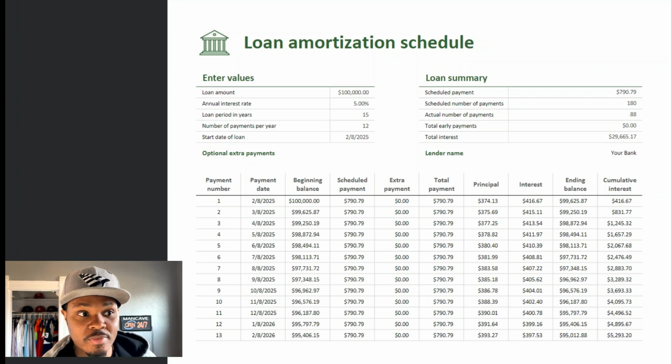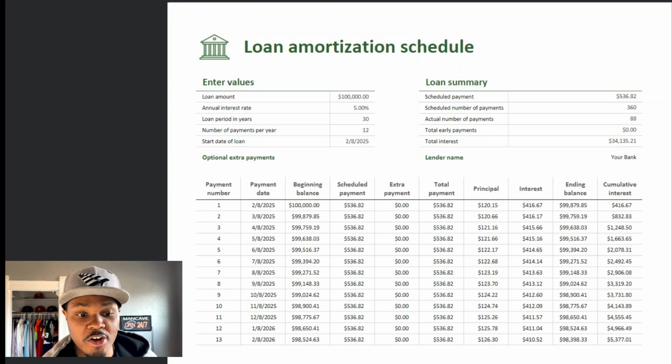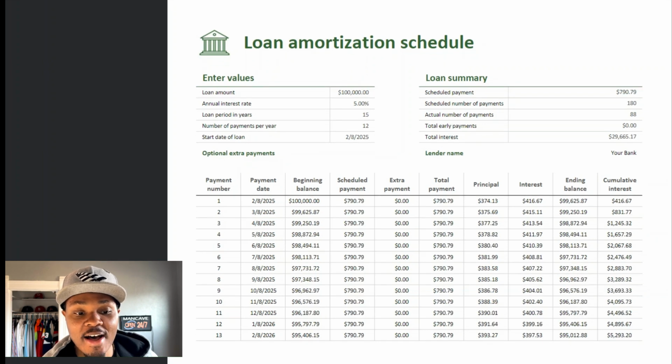All right. So let's take a 30-year mortgage at 5%. Your payments would be $536, and a 15-year mortgage at 5%, your payments will be $790. So this is the difference between interest rates and how long your mortgage is.